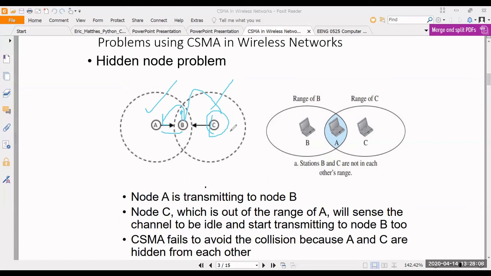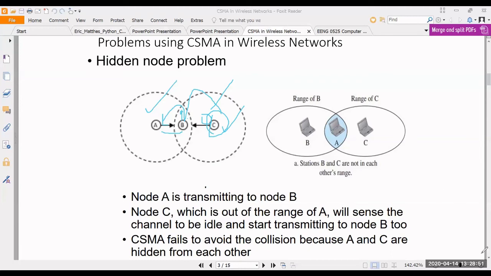Yeah. So to C, it sees B as a free system that it can communicate to, right? Is B actually free? No. B is not free. Why? Because it is communicating to A. So in that instance, there's collision on whatever packet C transmits. You get it? So that is what we call the hidden node. A is hidden from C and C is hidden from A. That's the idea. Do you get the idea?